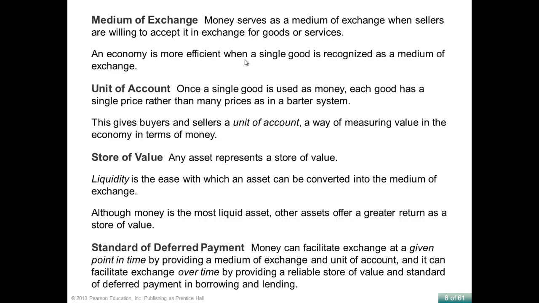Standard of deferred payment. Money can facilitate an exchange at a given point in time by providing a medium of exchange and a unit of account. It can facilitate exchange over time by providing a reliable store of value and a standard of deferred payment in order for borrowing and lending to happen. This is necessary to make our banking system work.